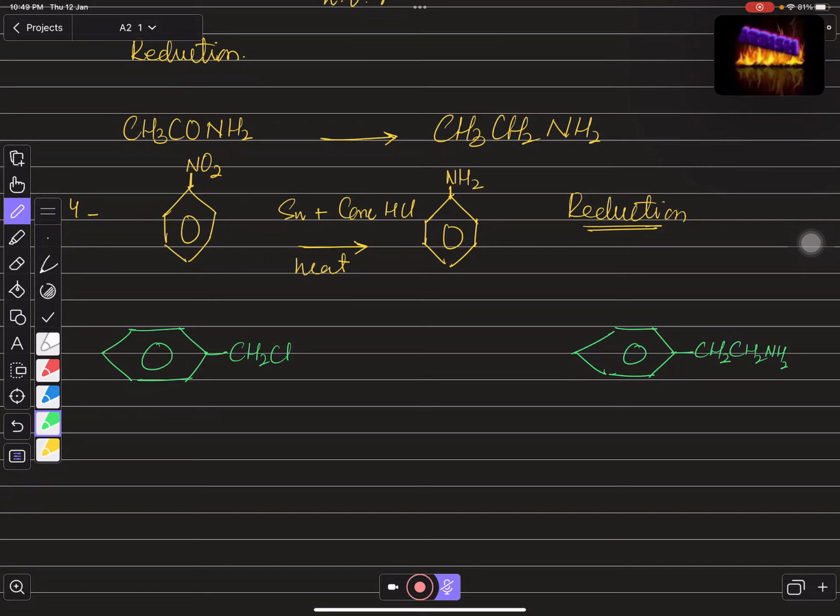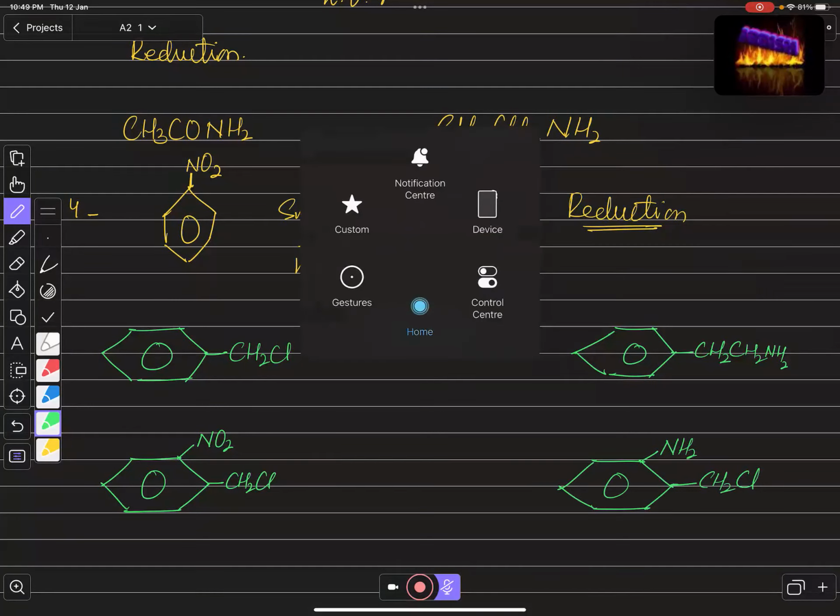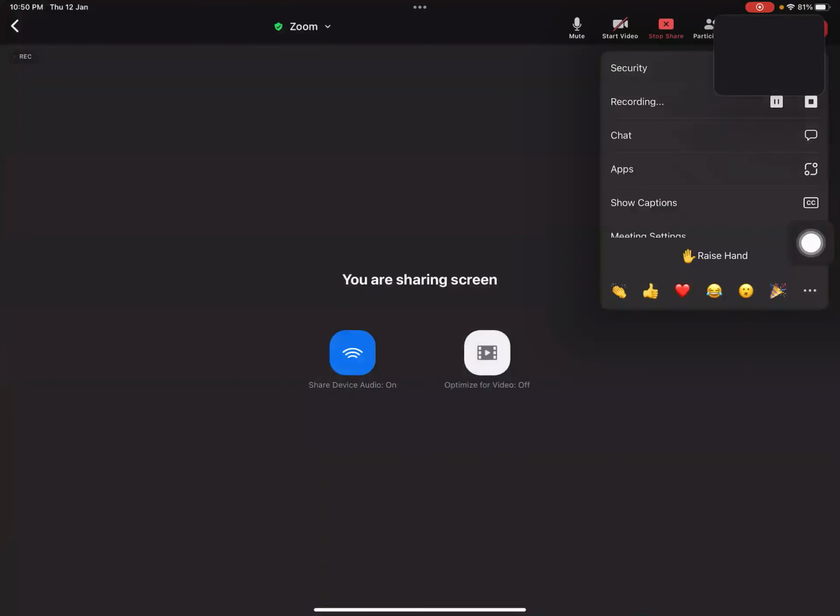And also, if I have this compound, and I just want to convert this compound into this, how can I convert this? So here we have two practice questions. This is an exercise for you, right? Exercise question for you. Just try this, children. If you can do this, that's very good. Otherwise, I am here to answer you. Just try this with the reference of today.